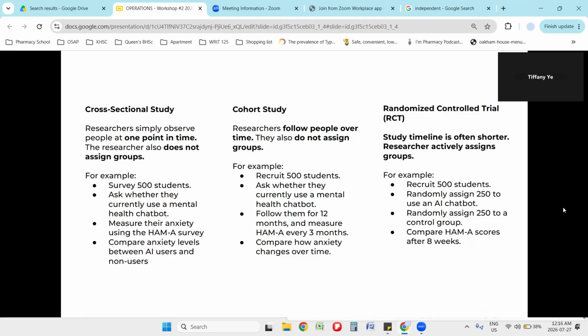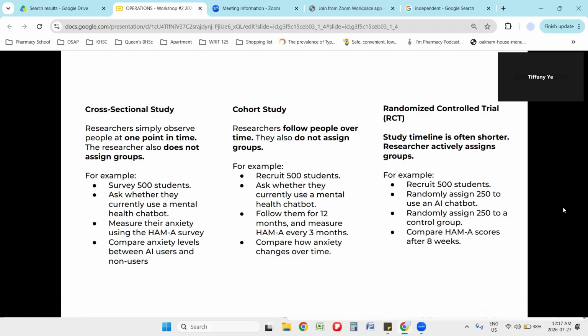In this case, the researchers have only observed participants at one point in time, and they didn't assign the control and experimental groups themselves. They simply selected a couple of participants and asked them if they were currently using an AI chatbot or not. Over here, the researcher again didn't decide who used the AI chatbot or not. In the cohort study, researchers also don't assign groups, but instead they follow people over time instead of assessing scores immediately after surveying them.